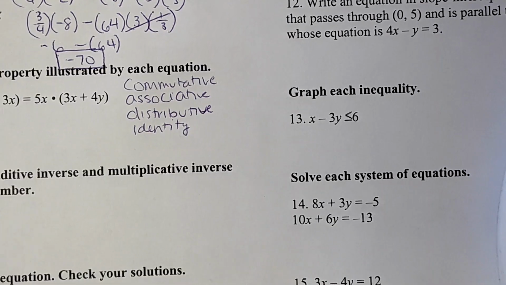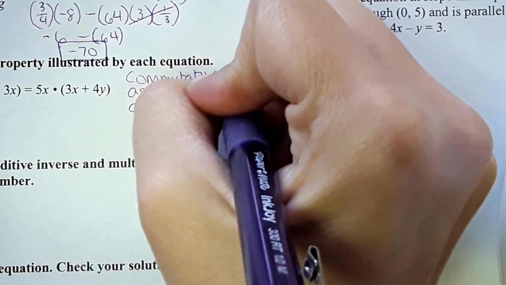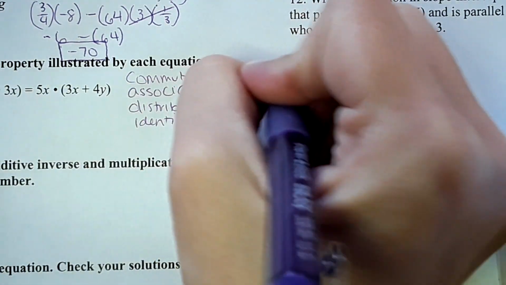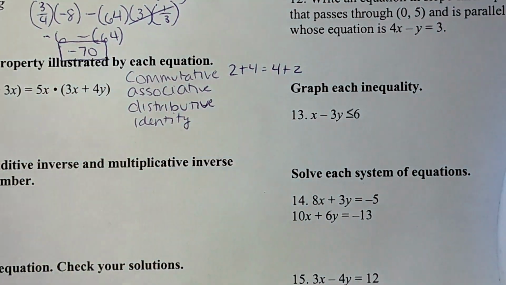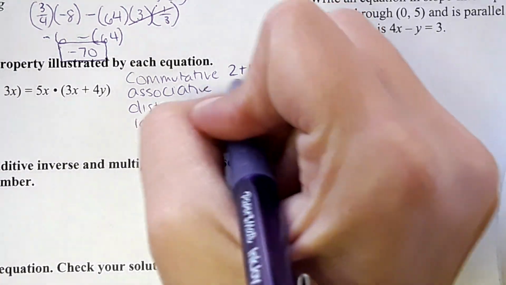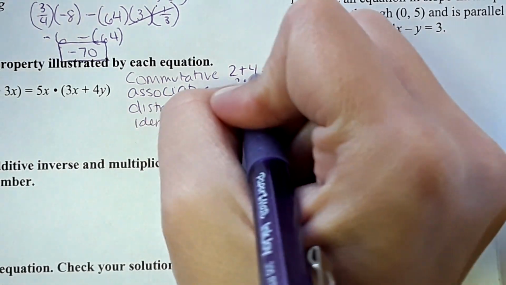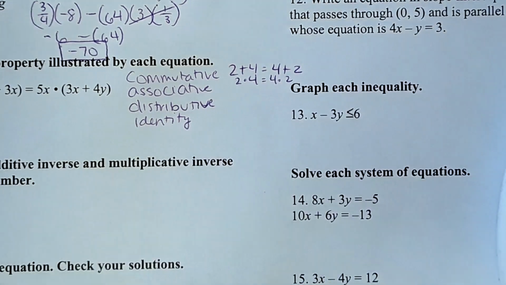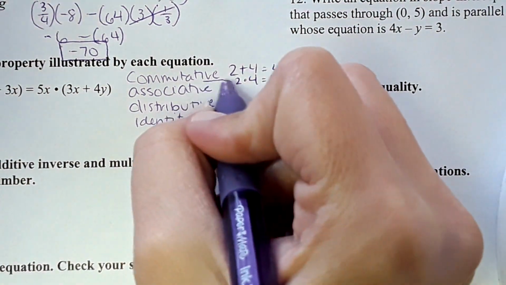So just to review, commutative would be like 2 plus 4 equals 4 plus 2. And remember, these are also kind of like notes because you'll be able to use this on the test. So just jot down an example for yourself. There's also commutative property of multiplication, which would be like 2 times 4 equals 4 times 2. Same diff.